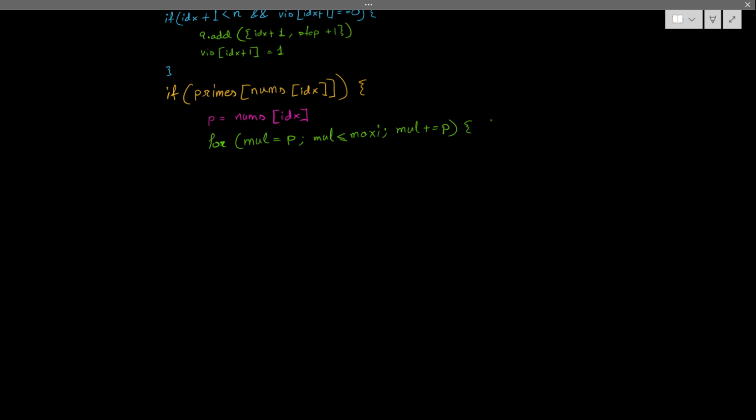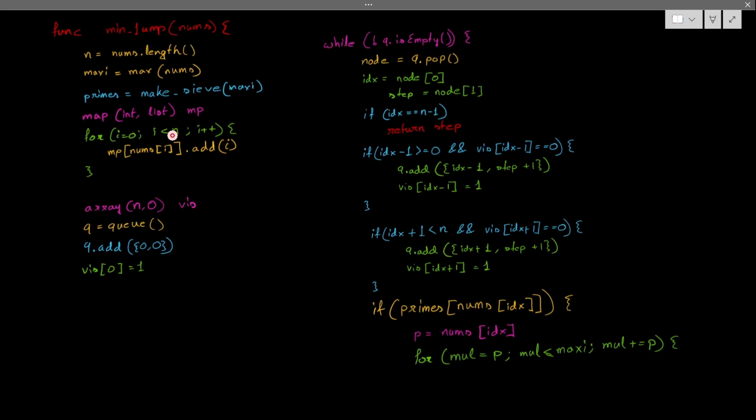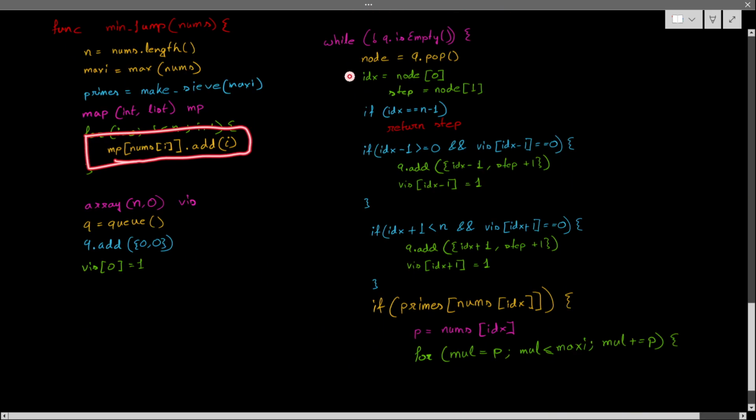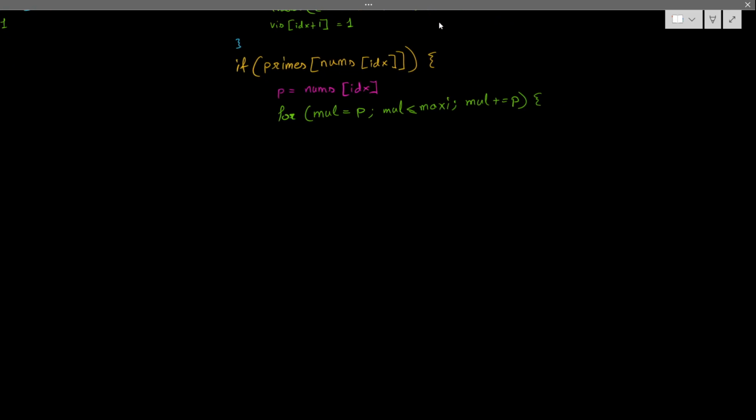I have to check whether this current multiple is present in this map where I am storing the occurrences. If multiple is present in the map, I'll add every index of that specific multiple. I'm writing a shorthand again: if multiple in map, write it according to your own coding language. If it is in the map, then what do I have to do?